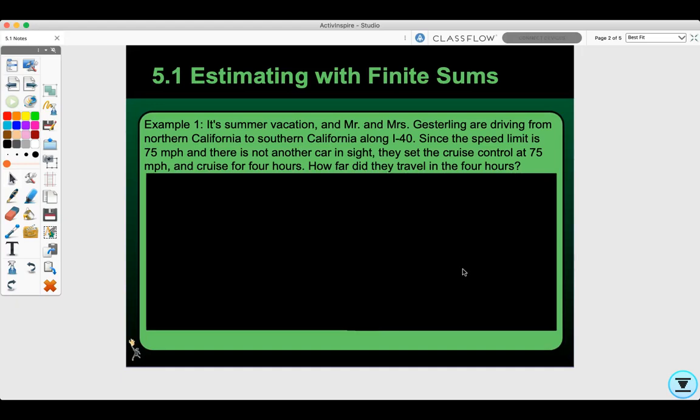We're going to do section 5.1, estimating with finite sums. Let's look at example 1. It's summer vacation, and Mr. and Mrs. Gesterlin are driving from Northern California to Southern California along I-40. Since the speed limit is 75 miles per hour and there's not another car in sight, they set the cruise control at 75 miles per hour and cruise for 4 hours. How long did they travel in 4 hours?